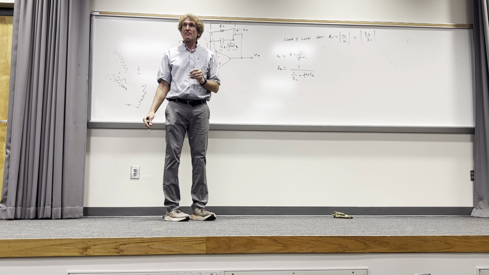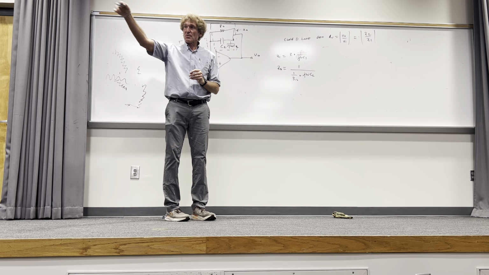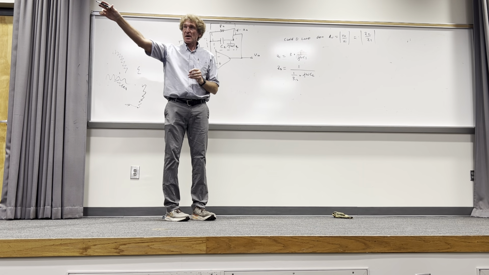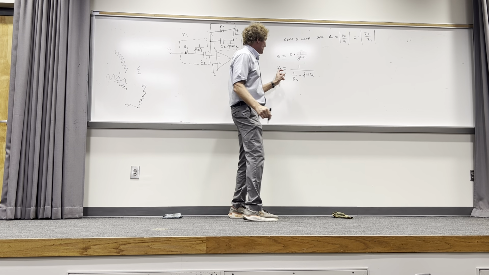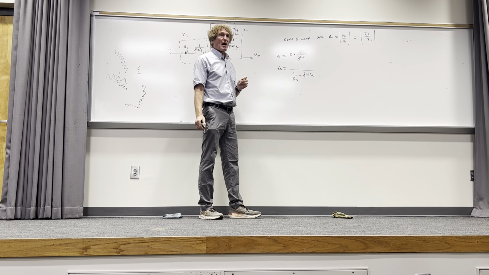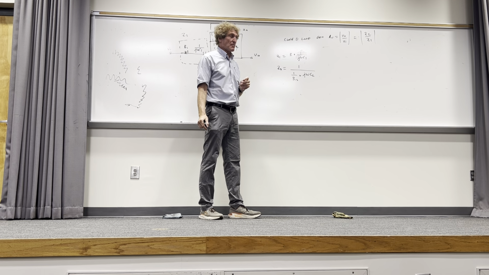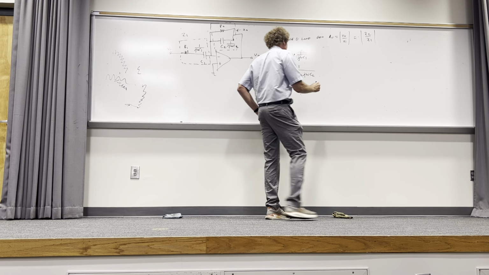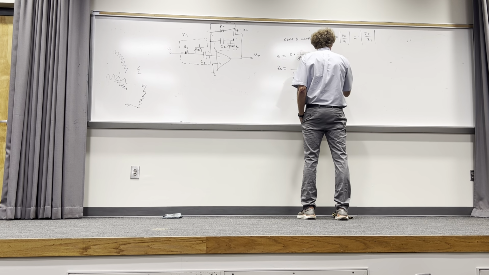Everybody? Far back, guys. Can you read it? I want to make sure, can everybody see it right here? You got it? Okay. Now, what I do for this one is I'm going to multiply top and bottom, the numerator and the denominator, by R2. So now I get this is equal to R2 over 1 plus J omega C2 R2.